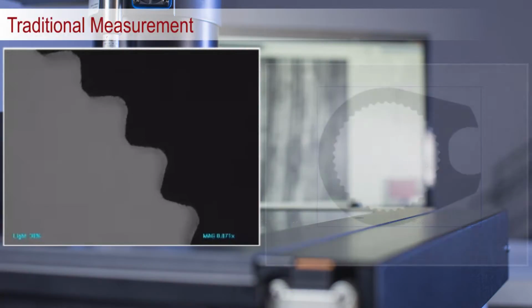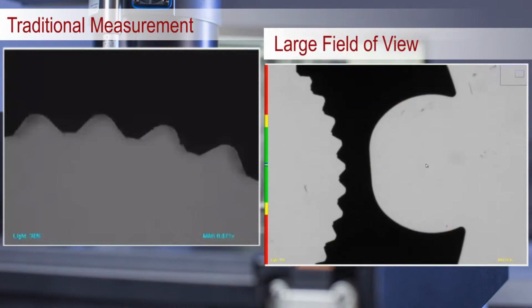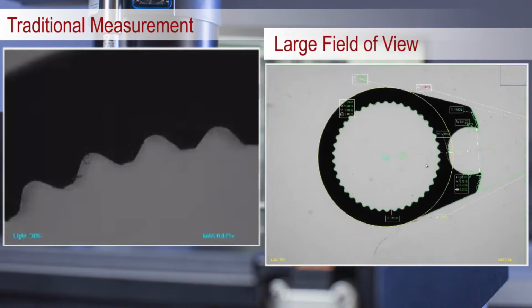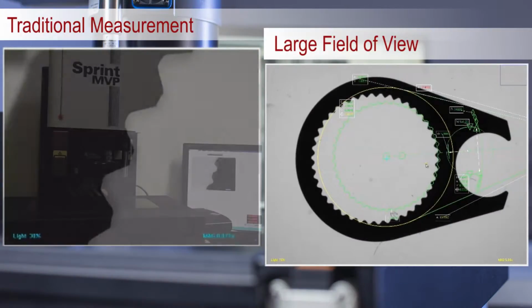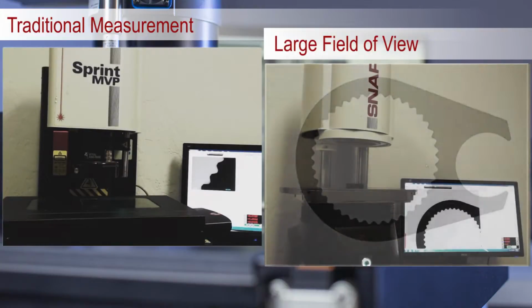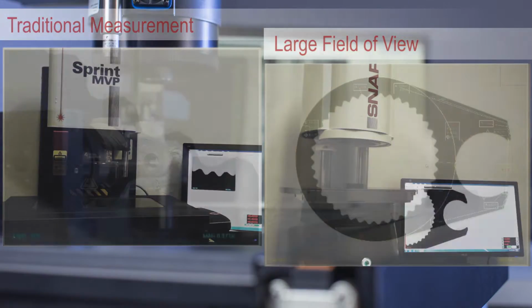Consequently, fixturing is usually required to keep the part stable and ensure accurate measurements. Multiple moves in order to capture measurements over the entire part increase the inspection time required. The large field of view system's ability to visualize and measure more features in any given field of view location aids in decreasing the amount of time required to measure the part.